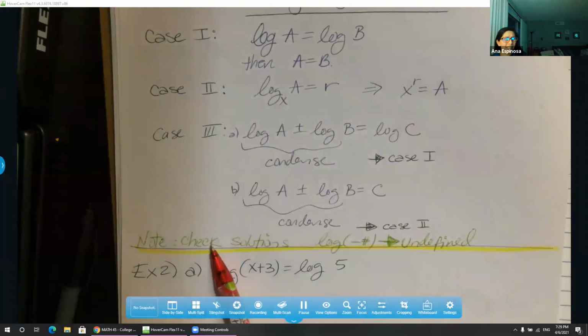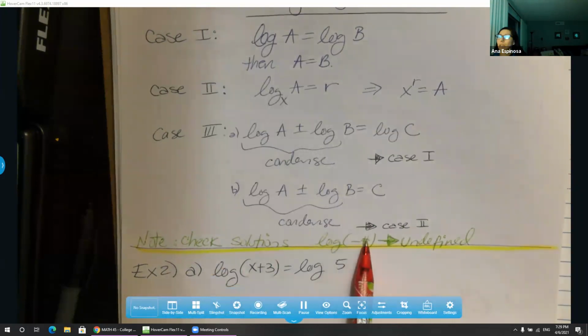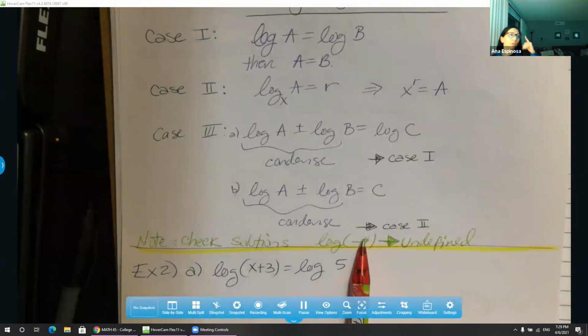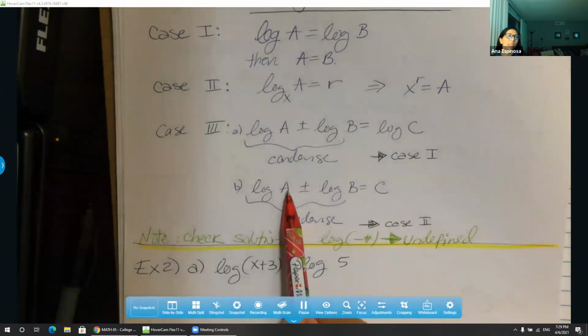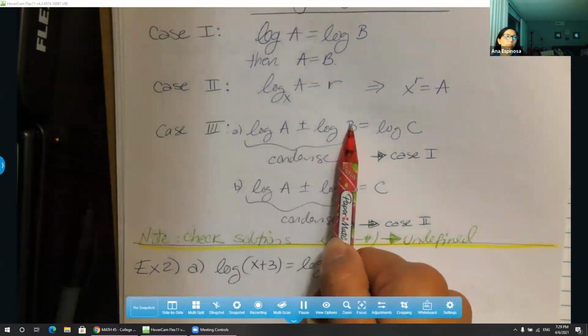At the very end, make sure you check your solutions. You should not have logs of negative numbers. Not that your answers should be negative. You can have negative answers, but just make sure that those negative answers don't come back and give you negatives in here, right next to the logs.